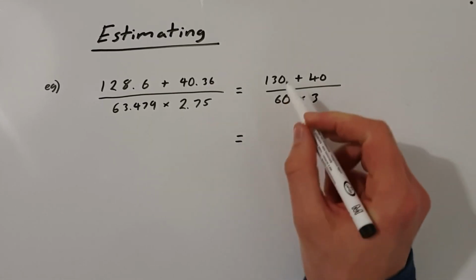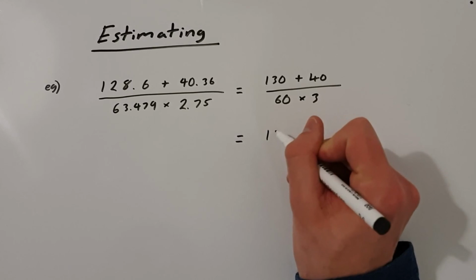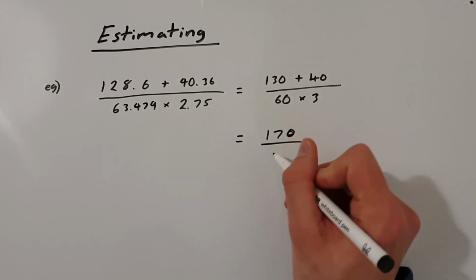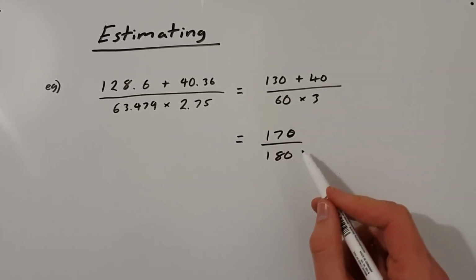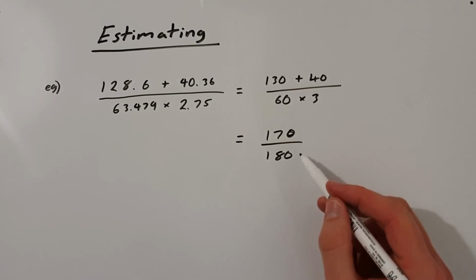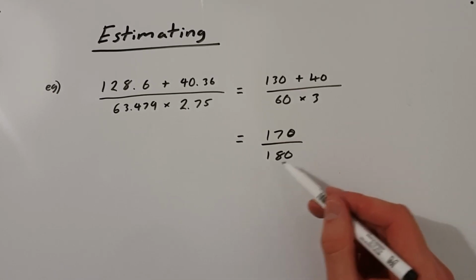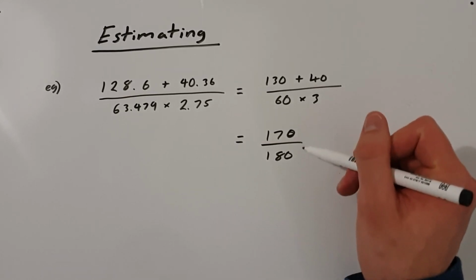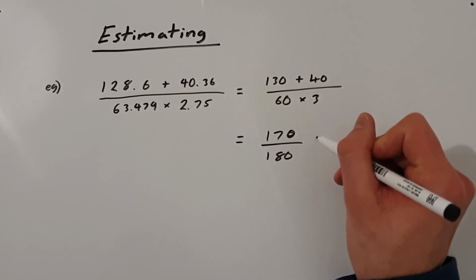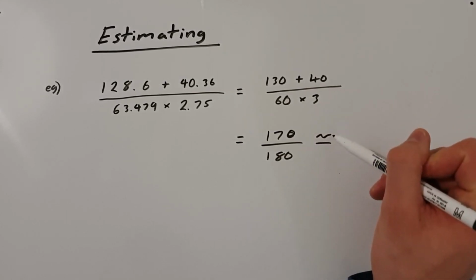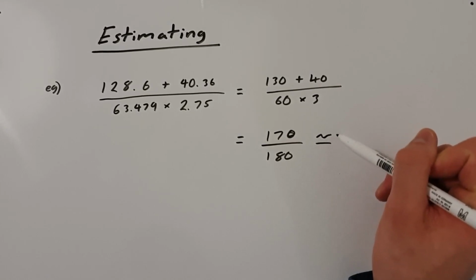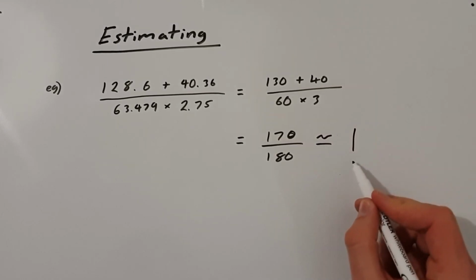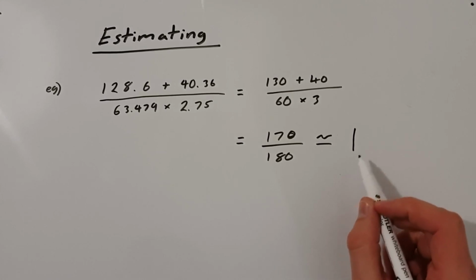So 130 plus 40 gives us 170. Then 60 times 3 gives us 180. Okay, and now we've got a final little bit of our calculation. We've got 170 over 180, and these numbers are very, very close together, quite similar, so we can estimate this. Okay, use a little squiggly line here on our equals to show that it's an estimate. So because they're quite close together, we can say that they are roughly equal to 1. Okay, and that is our estimate to this sum at the beginning.